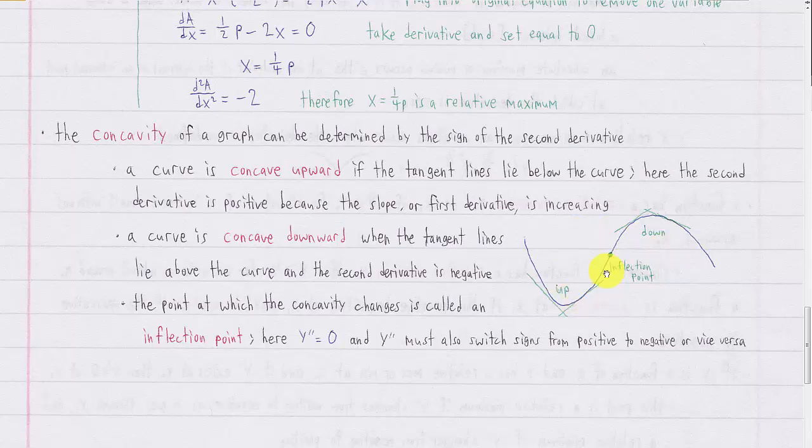And then we also have these points where it switches from concave up to concave down, or vice versa. And these are called inflection points. Here the second derivative is equal to 0, and the second derivative also switches signs around these points.